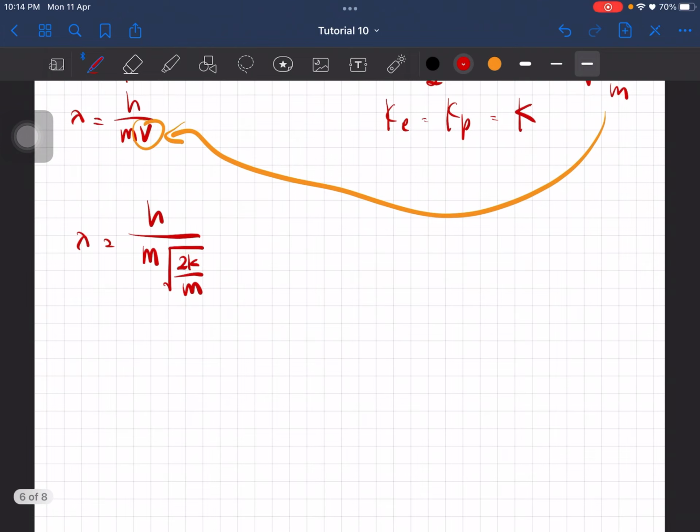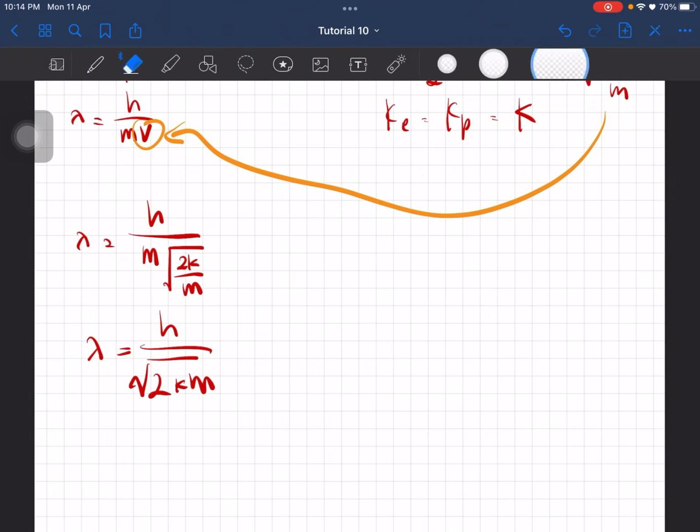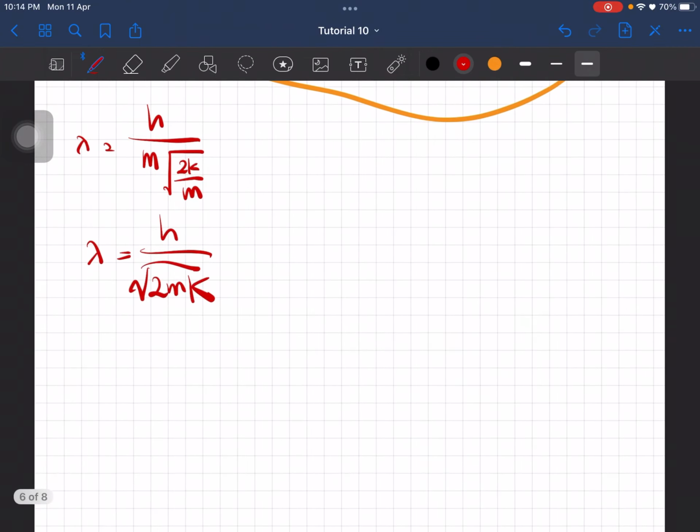So we can then write it as lambda equal to h over the square root of 2mK. That is the simplified one. And remember, the kinetic energy gained by each of the particles is the same.